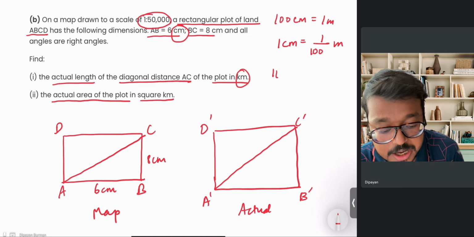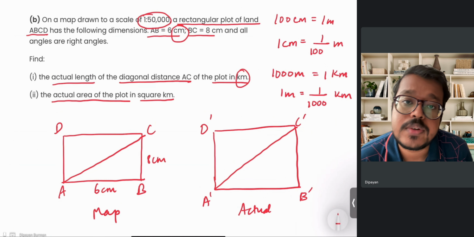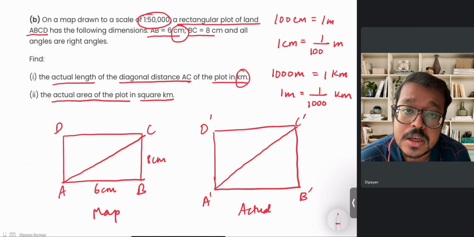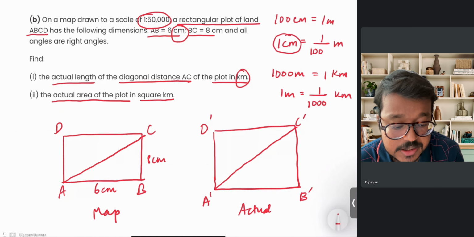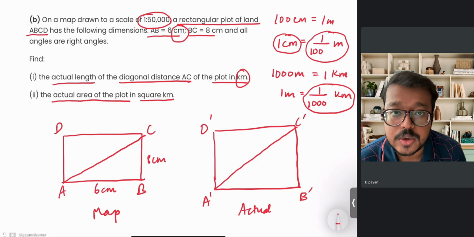Also, we know 1000 meter is 1 kilometer. So 1 meter is 1 by 1000 kilometer. So whatever value we have in meter, we just need to multiply with 1 by 1000, which is same as dividing by 1000 to get the equivalent kilometer. So if I started with 1 centimeter, that is same as 1 by 100 meter, and have to further divide with 1000 to get its equivalent in kilometer. That's how we can do the conversion.